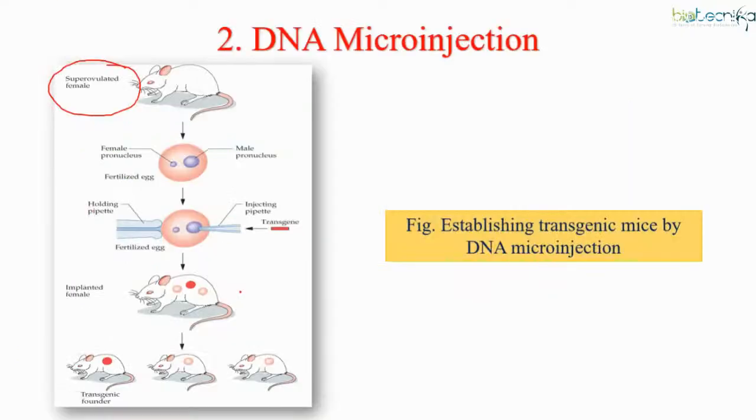So this was our question. Here you can see, once you get a superovulated female, you will have a female pronucleus and a male pronucleus in a fertilized egg. Now, holding this egg, you inject a transgene, that is microinjection. After implantation, whichever pups are generated, you have to identify the transgene founder. Once you identify the transgene founder, you can establish a transgenic line out of that. So this was the question, DNA microinjection. And this is the answer for that.